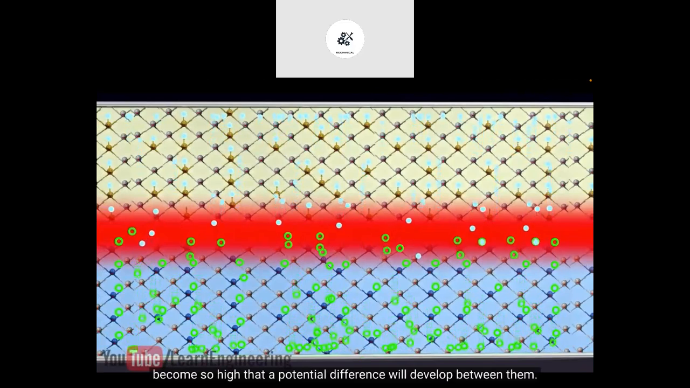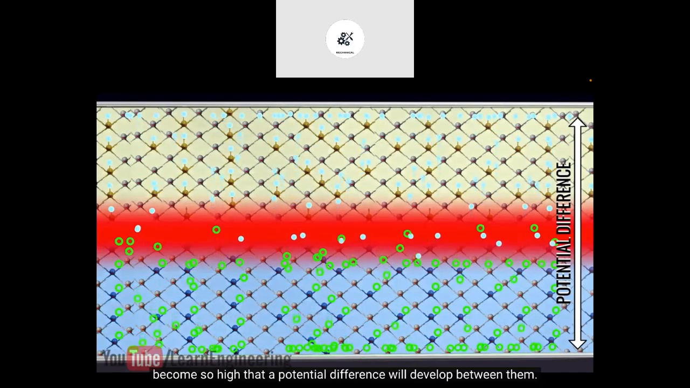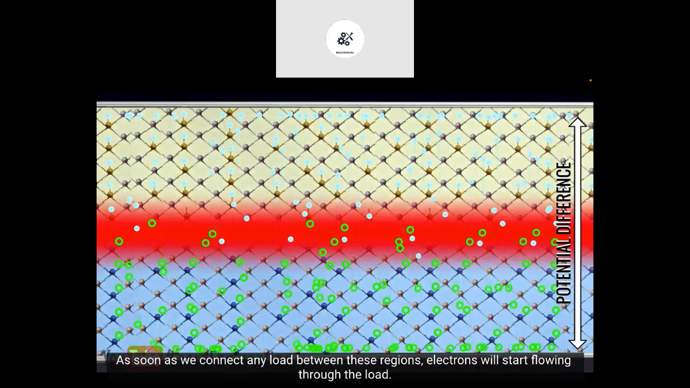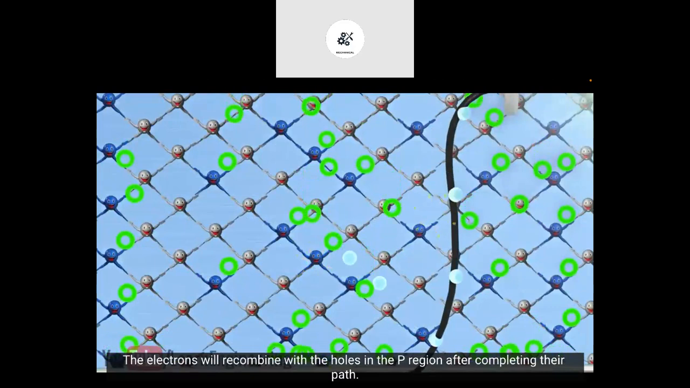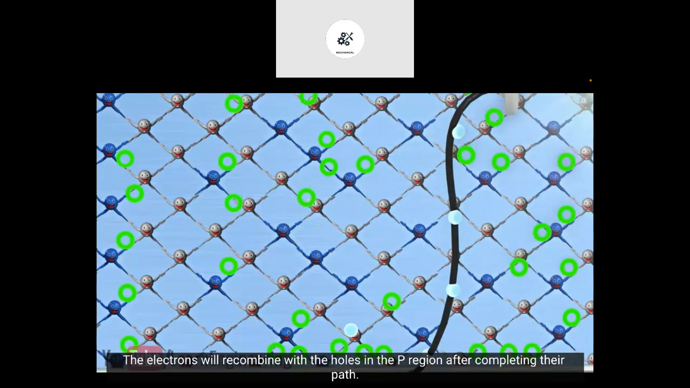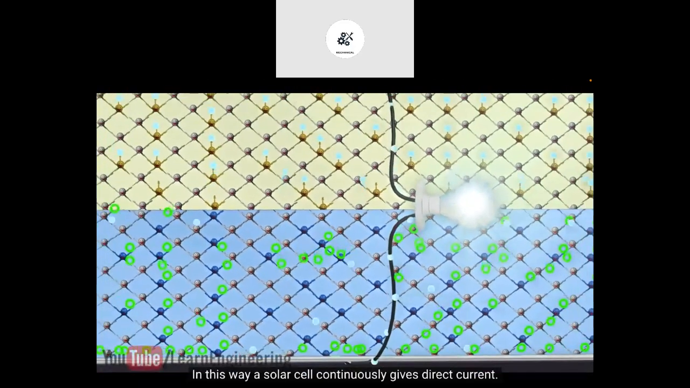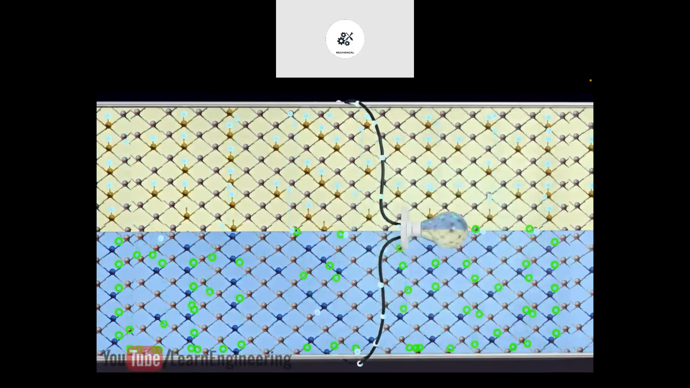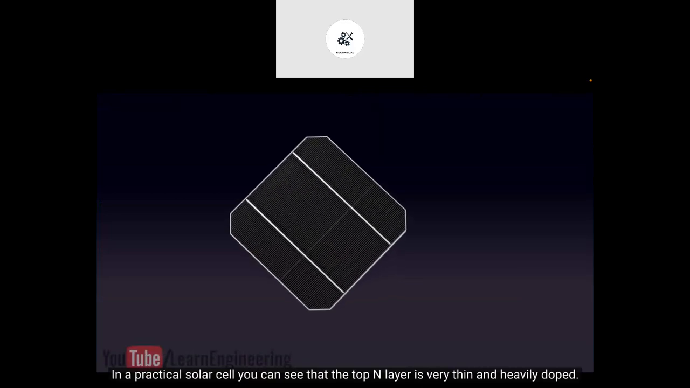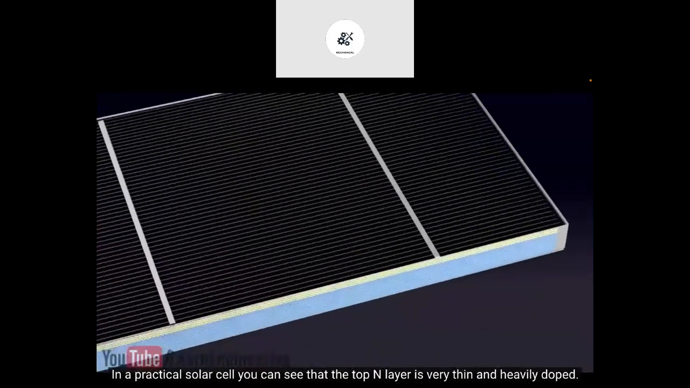Here we observe that the concentration of electrons in the N region and holes in the P region becomes so high that a potential difference will develop between them. As soon as we connect any load between these regions, electrons will start flowing through the load. The electrons will recombine with the holes in the P region after completing their path. In this way, a solar cell continuously gives direct current.